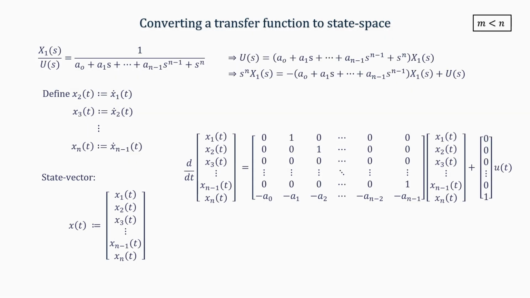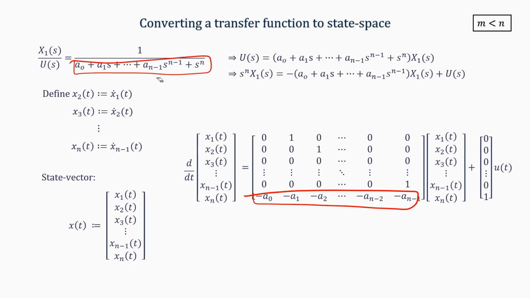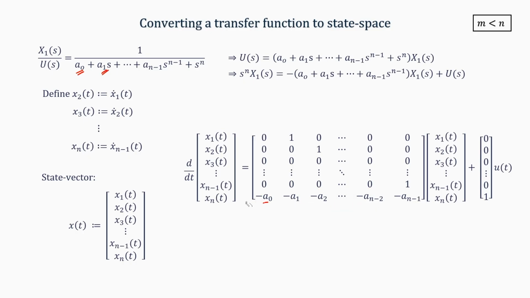Notice the good thing about this is the last row can directly be read off from the denominator of the transfer function. Okay. So the coefficients, if you see, this is a0, so here it is minus a0, then a1, here it is minus a1, and so on. So directly by looking at the coefficients I can write down the last row. So this is the state equation corresponding to this part.